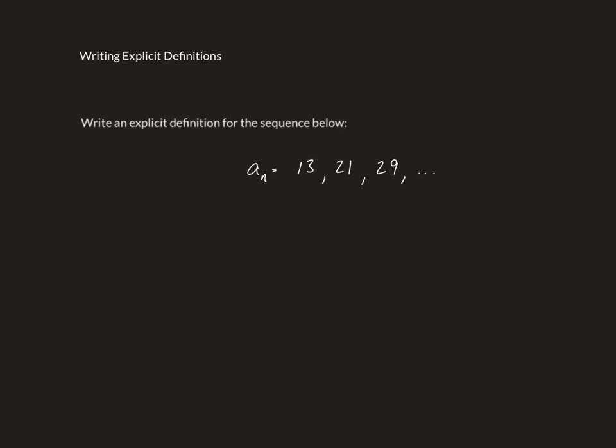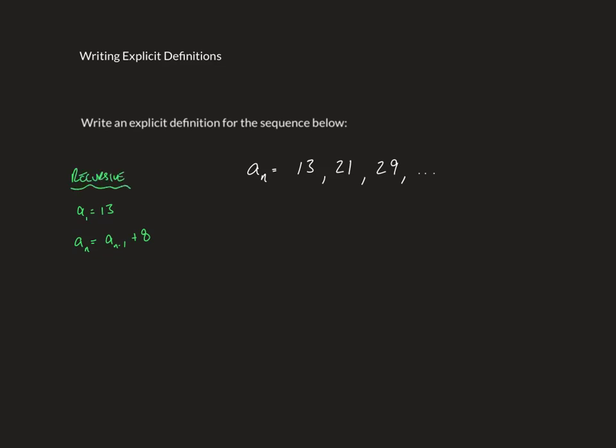So now that we're familiar with how to use explicit definitions to find a term we want in a sequence, we're going to focus on how to write them. So what we're asked to do here is to write an explicit definition for this sequence. And we could do this recursively because that's something we've done in the past. Right? We could say that the first term clearly is 13, and there's a pattern here that looks like it's plus 8. So I could say that to find the nth term, I just take the previous term and add 8. This would be recursive.